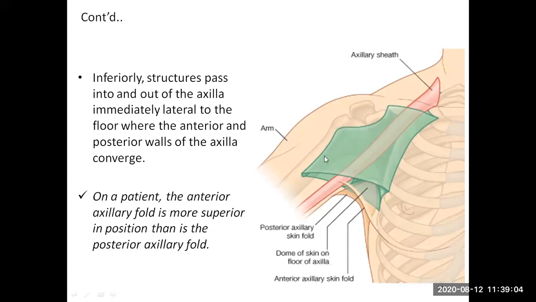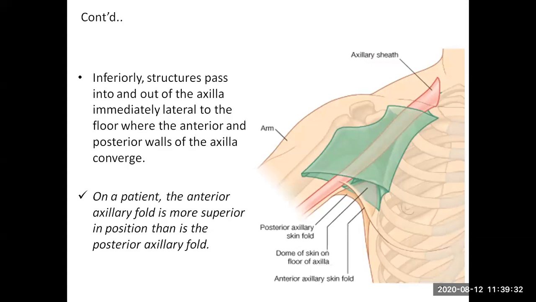So I told you the lateral wall is very narrow. It is formed by the upper part of the humerus, because the posterior and anterior walls are closely opposed to each other on the lateral aspect. That's why the lateral wall is very narrow, and just lateral to it, all the structures are passing.